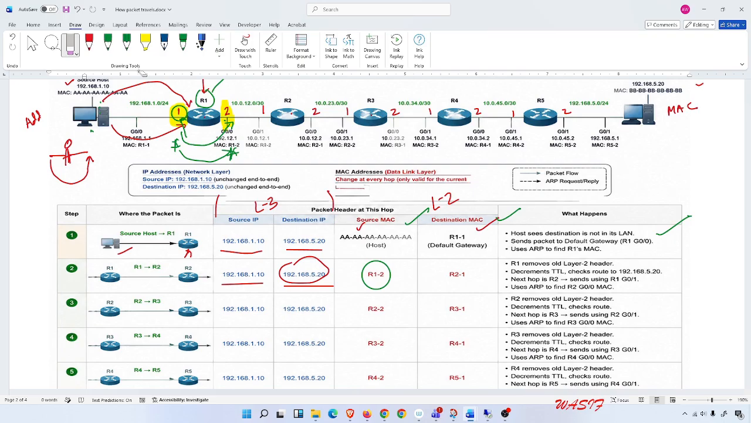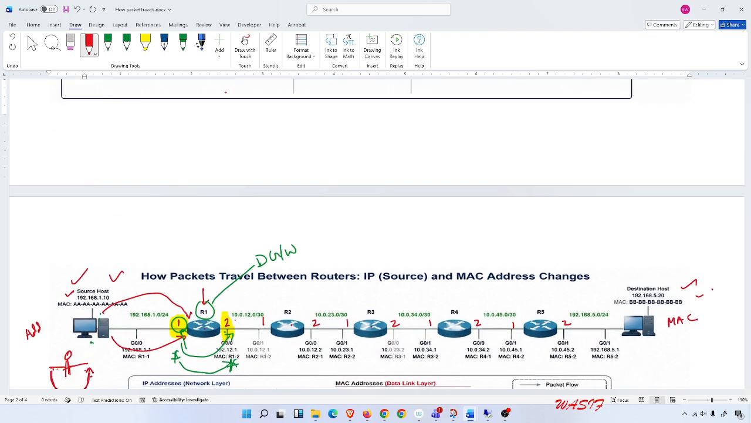Now look at here very carefully. The packet is now here. As I said, if you move the packet from left to right, you don't need any permission, you don't need anything. You can easily move the packet from left hand to right hand. Where is the packet now? The packet is now here.